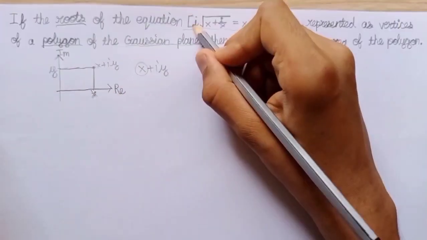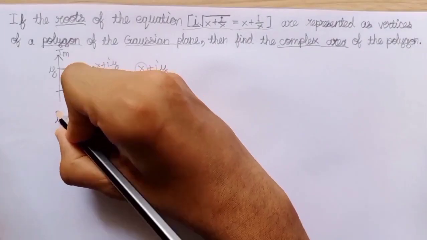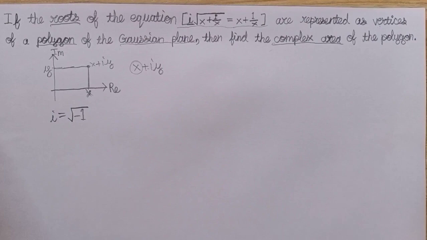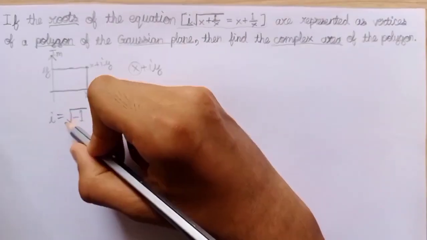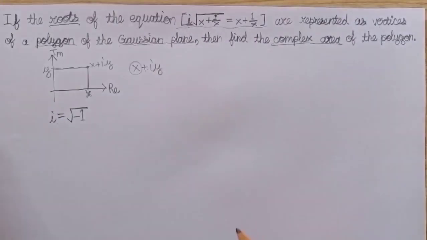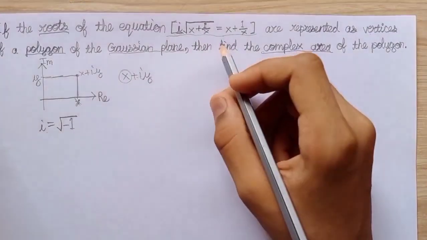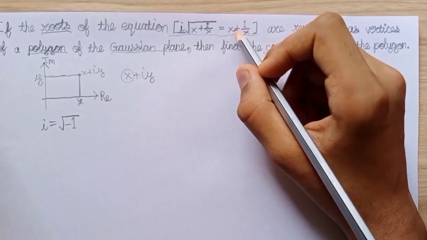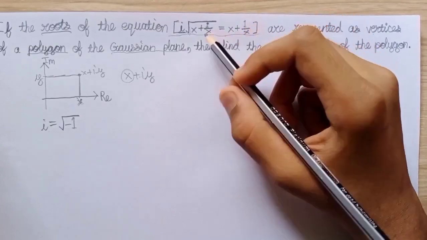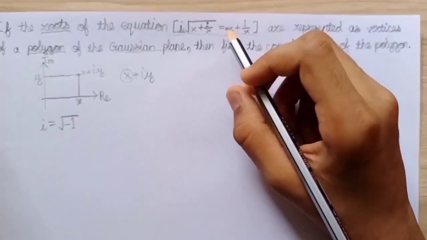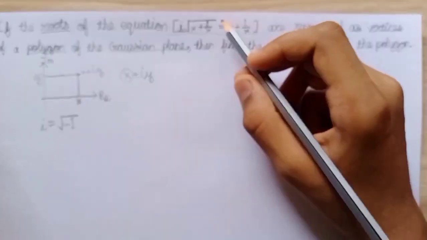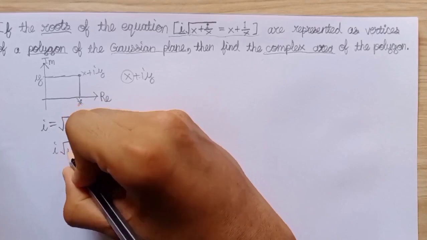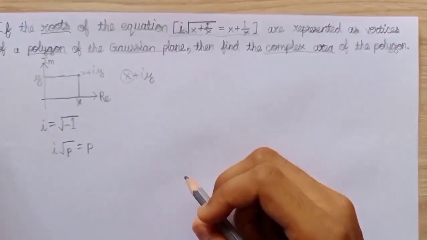Let's take a look at what i is now. So i is basically the imaginary root of -1. It does not necessarily exist, but it's necessary to solve this problem. So i into root of x plus 1 by x equals x plus 1 by x. So x plus 1 by x is kind of scary to deal with, so let's take x plus 1 by x as p. So here we get i into root of p equals p.